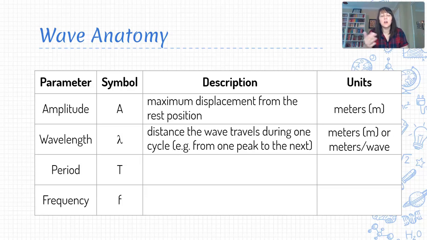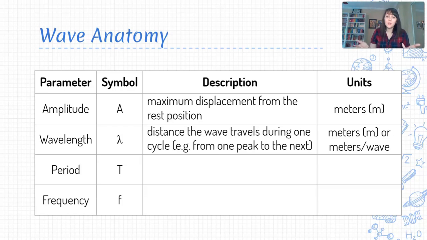Technically, really, when we talk about wavelength, we're really looking at like meters per wave. How many meters does the wave travel per wave cycle? But we often just sort of abbreviate that and just think of it in terms of meters. Either way of thinking about wavelength units is fine, okay?